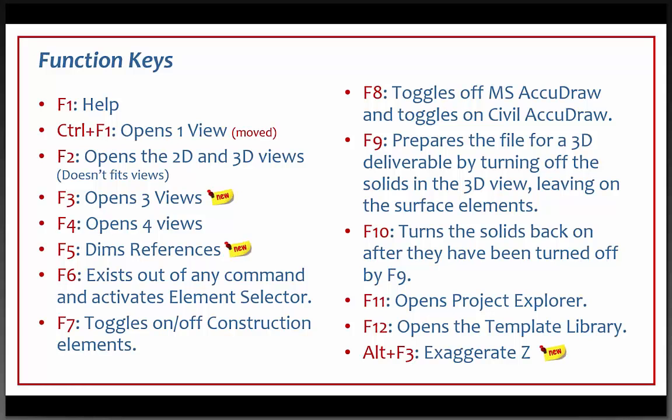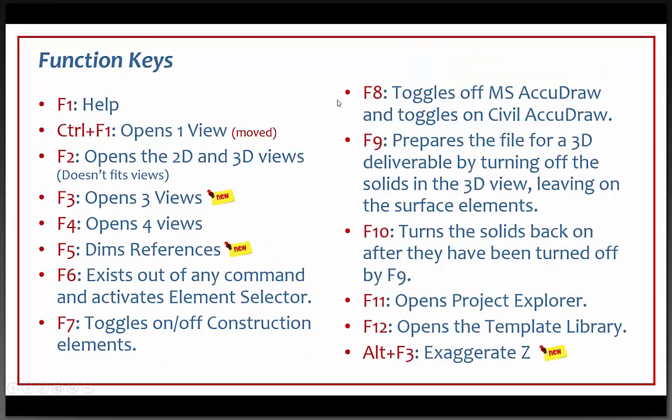Function keys have been remapped slightly. There's been just a few changes. Before, F3 would open one view. Now we've moved that to Control F1, and we did that so we could use F3 to open up 3 views now. And the other new tool is F5. There's a new utility that will dim the references, kind of shade them out, and make the active design file stand out more. And then the rest of them are pretty much the same.